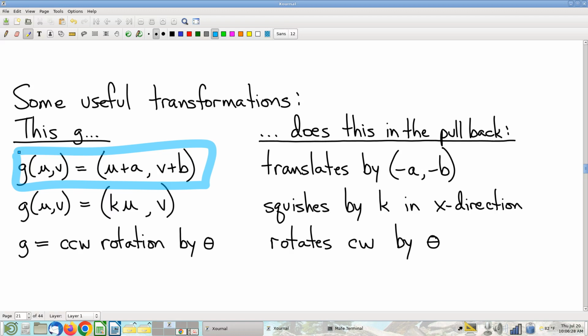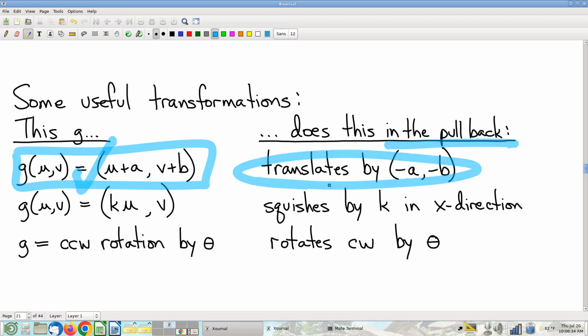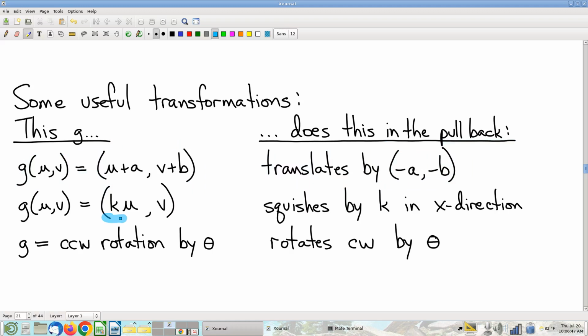And so the result in the pullback is that if this is your change of variables function, then your domain is going to get translated backwards, or translated by minus a comma minus b. So this is the backwardness of it. Likewise, a magnification done backwards will squish your domain. If your change of variables function is a counterclockwise rotation, when you pull back, it will effectively rotate clockwise, etc. So just keep that in mind.